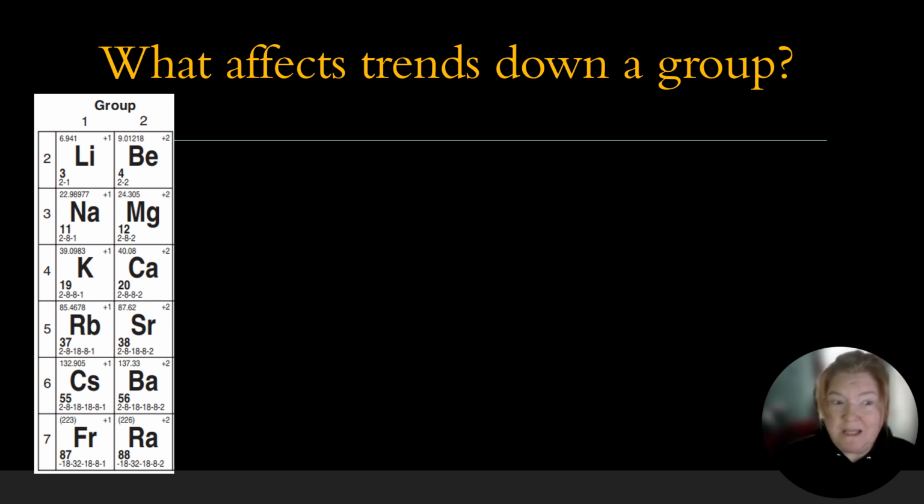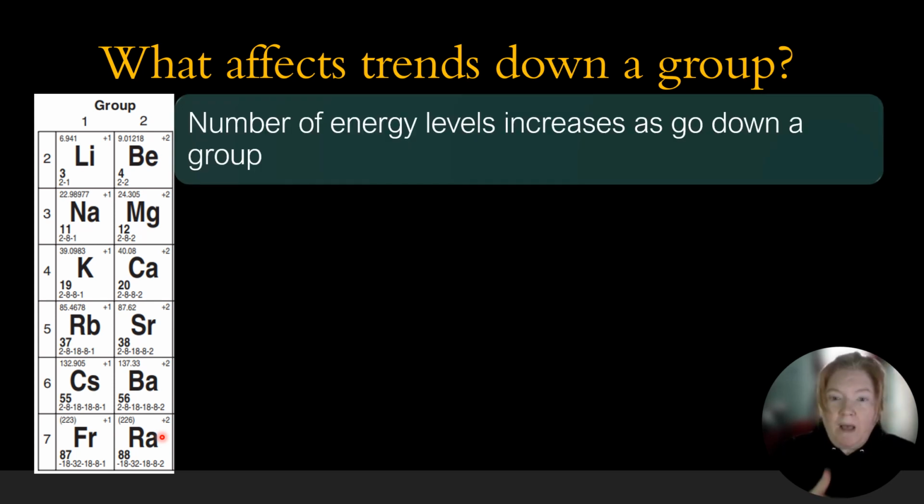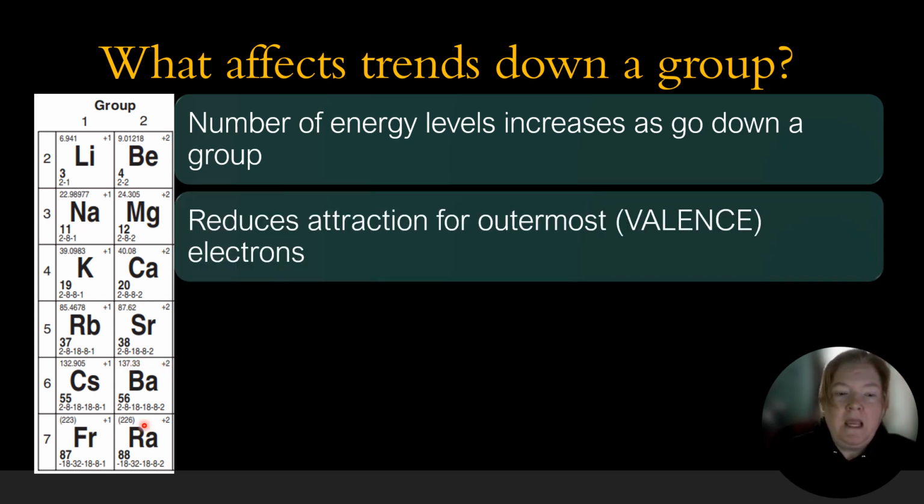Now, what affects the trends that we see going down a group? So you can see we have 2 groups here, groups 1 and 2. Well, the number of energy levels increases as you go down a group. So you can see beryllium has 2, magnesium has 3, calcium has 4, strontium has 5, barium has 6, and so on, okay? Now, this reduces the attraction for the outermost valence electrons.